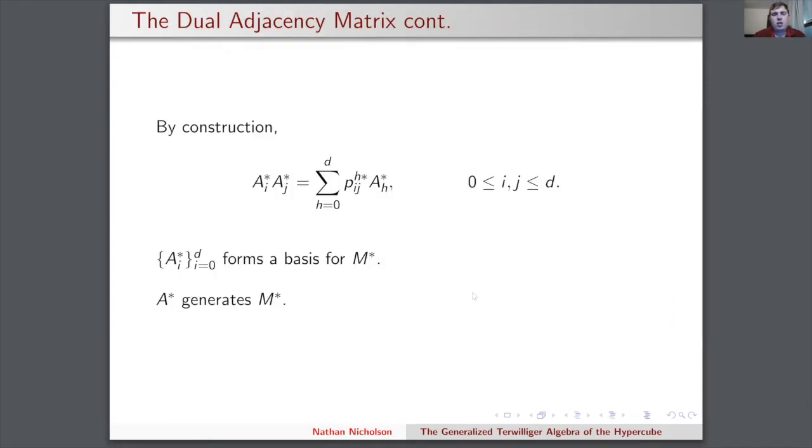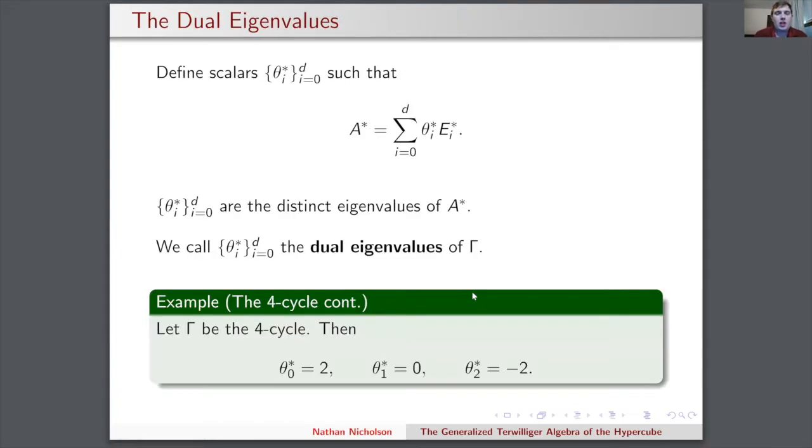Now by construction, A_i star times A_j star is going to be the sum for h going from 0 to D of p^h_ij star times A_h star, right? Now these form a basis for our dual Bose-Mesner algebra, and just how A generated M, A star generates M star. Now we're going to define scalars theta_i star such that A star is equal to the sum i going from 0 to D of theta_i star times E_i star. These are the distinct eigenvalues of A star, and we call these the dual eigenvalues of gamma, the graph.